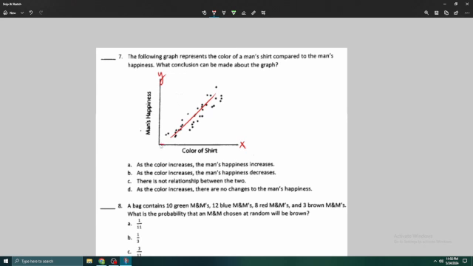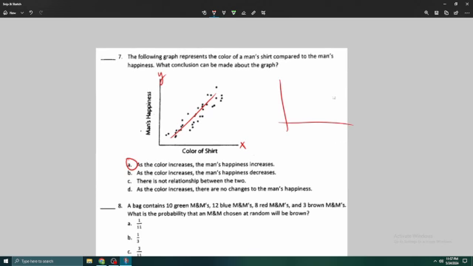We can clearly see as we move from left to right, so as x is increasing, or the color of the shirt in this case, we also see that these values are moving up. So I always move from left to right as this variable, whatever it is, increases. We can also see that our y values are also going up. So as the color of the shirt increases, the man's happiness also increases. Okay.